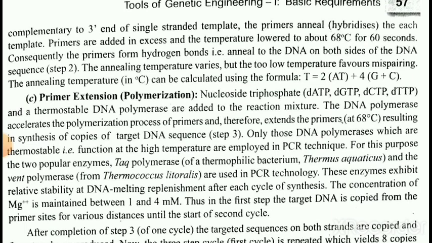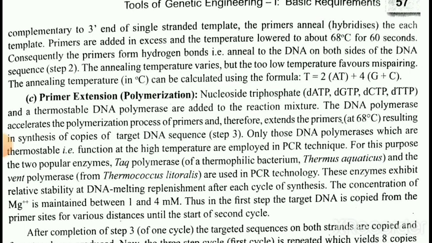Step 2. The annealing temperature varies, but too low a temperature favors mispairing. The annealing temperature in Celsius can be calculated using the formula T = 2(A+T) + 4(G+C). C. Primer extension, polymerization. Nucleoside triphosphates, dATP, dGTP, dCTP, dTTP, and a thermostable DNA polymerase are added to the reaction mixture. The DNA polymerase accelerates the polymerization process of primers and therefore extends the primers at 68°C, resulting in synthesis of copies of the target DNA sequence.